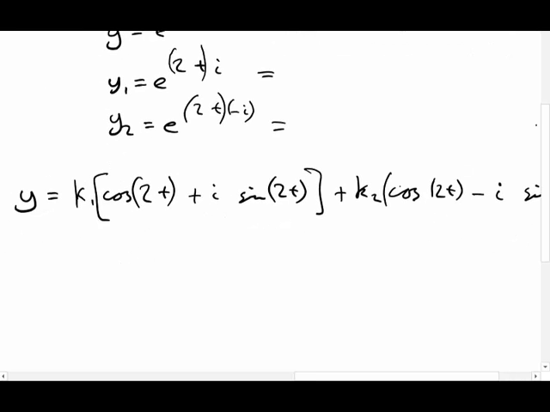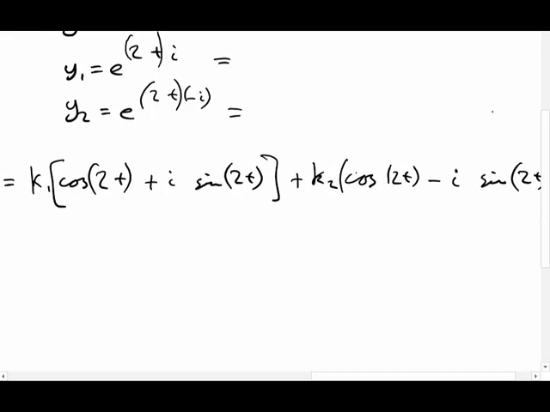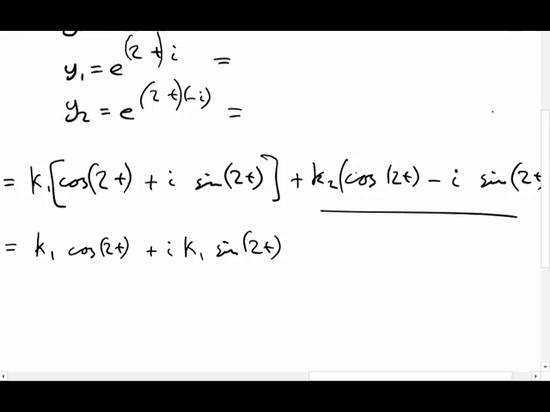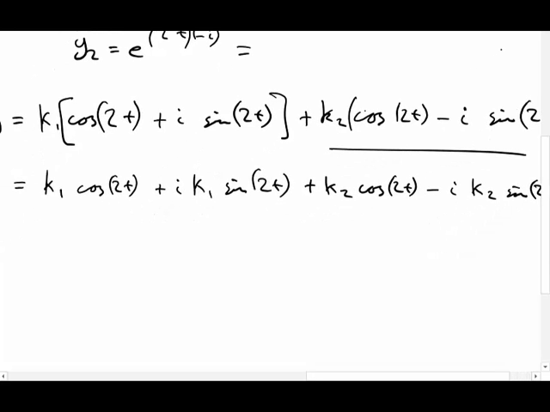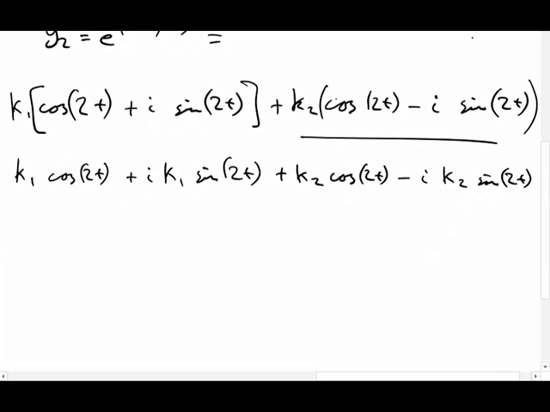Okay, cool. Then I'm just going to expand this out and do a little bit of simplification. So this is going to be k1 cos 2t plus i k1 sine 2t. I'm just expanding that bracket out. Now let's expand this bracket out. So we've got plus k2 cos 2t minus i k2 sine 2t. Let's see what we've got here. I'm just going to collect together like terms, the cosines and the sines together.